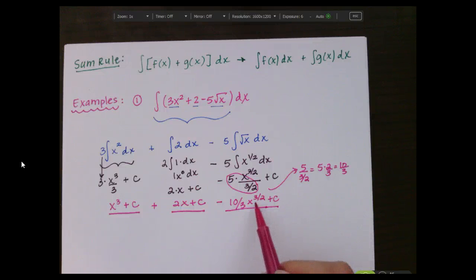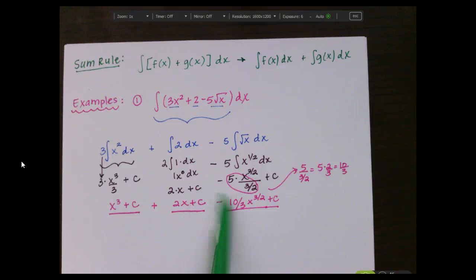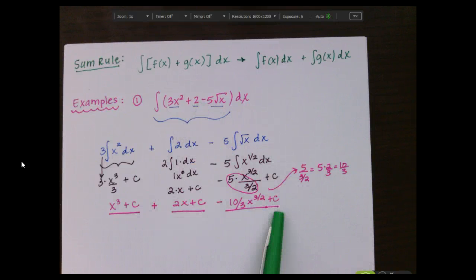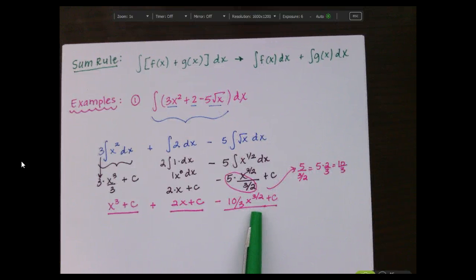Now, you could write that as the square root of x cubed. You could put it back into the radical form. Either way, it doesn't matter. So we have our answer here. Essentially, we've got the antiderivative of the first term added to the antiderivative of the second term, and then we have a subtraction here because of the original sign in the problem, and the antiderivative of that third term.